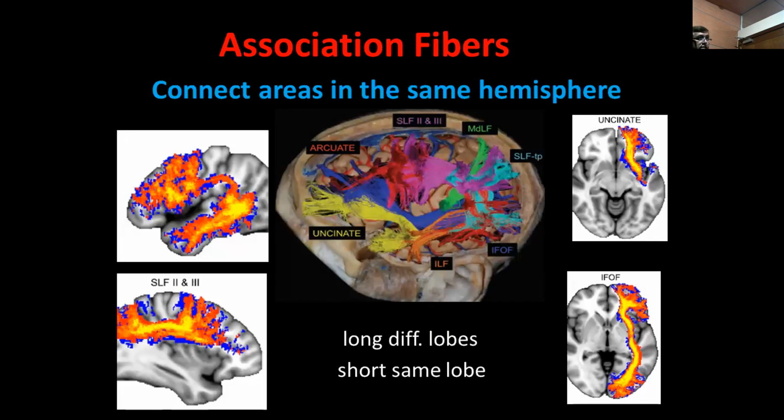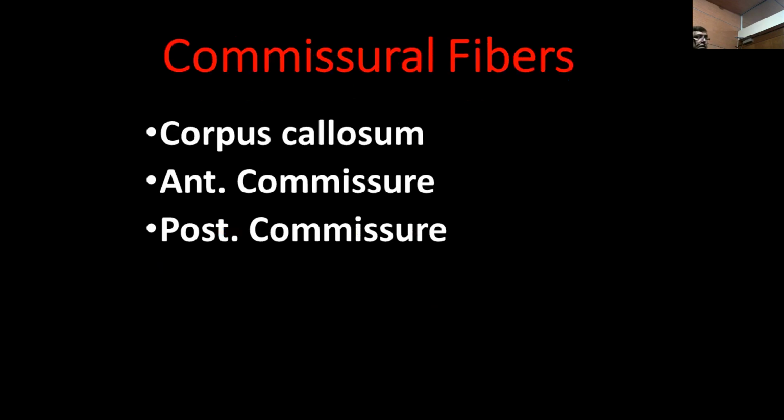Association fibers, as I said, are within the same hemisphere, so within the right hemisphere or within the left hemisphere, of various types. The uncinate, the inferior fronto-occipital, the superior frontal, and so on and so forth. So either they are long, connecting, say, the frontal lobe with the occipital lobe, or they are short, connecting within the same lobe. But the commissural fibers are connecting right and left, left and right.